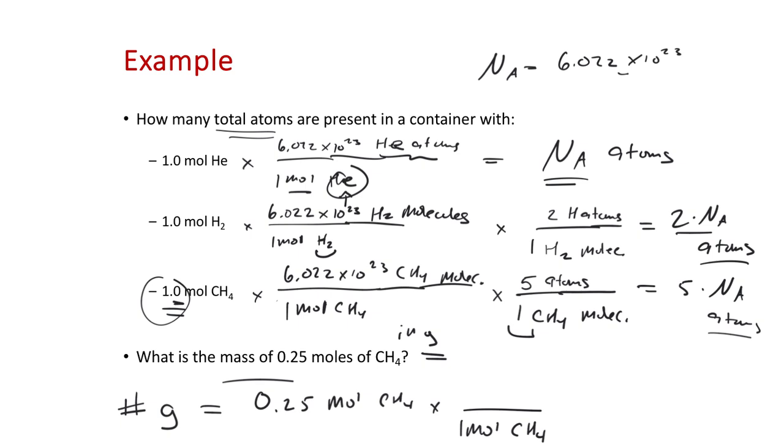Probably you're starting to memorize it: 12.01. Most people usually remember it's 12. If you want the extra sig fig, you can look it up. For this problem, 12 would probably suffice since 0.25 only has 2 sig figs. But I just get in the habit of using 12.01 for carbon plus 1.008 for hydrogen times 4. So that's 16.04 grams. I'm getting this, of course, from the periodic table, summing up 1 carbon plus 4 hydrogens.